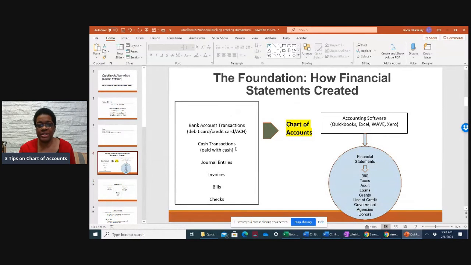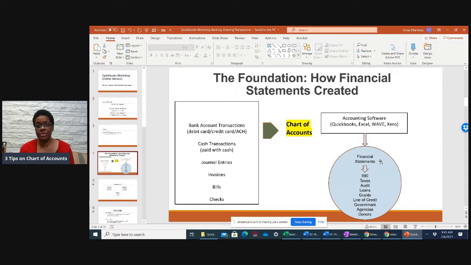So if we look at this presentation, all of your transactions, you have your bank account transactions, you have your cash transactions, if you have created journal entries, if you have created invoices, bills, or checks in your accounting system, all of those transactions roll into your chart of accounts. So you're telling your accounting software to put all of those transactions into an account. Your chart of accounts then flows into a financial statement, so into some type of report. So you use the financial statements for tax purposes, loans, and grants. So that's why the chart of accounts is so important.